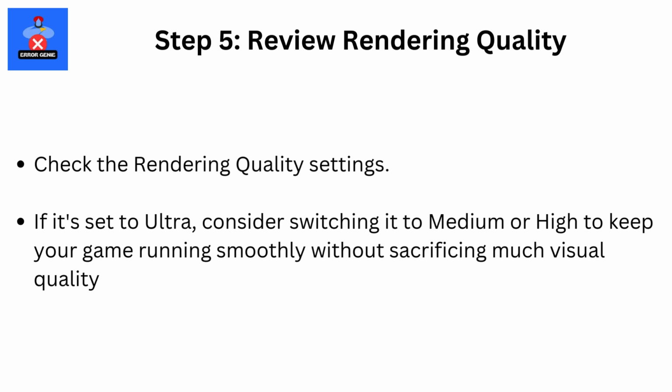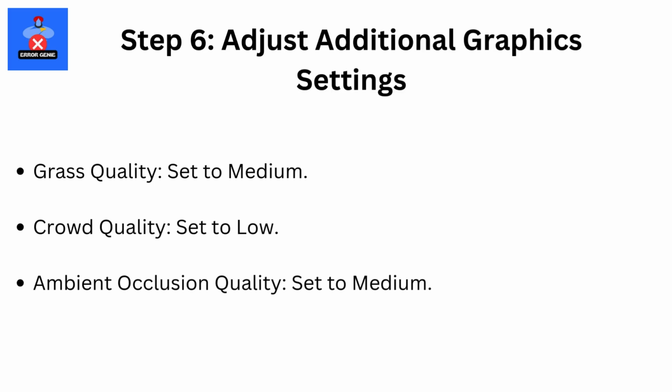Step 5. Review rendering quality. Check the rendering quality settings. If it's set to ultra, consider switching it to medium or high to keep your game running smoothly without sacrificing much visual quality. Step 6. Adjust additional graphics settings. Here are a few other settings to tweak for better performance. Grass quality, set to medium. Crowd quality, set to low. Ambient occlusion quality, set to medium.